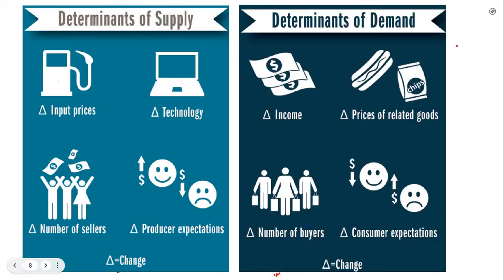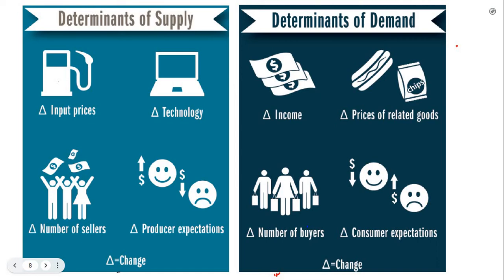These are all the components of supply. Input prices are the prices for the things that go into making a product, so the various components. Technology is the capital used to construct a product. Number of sellers is, of course, the number of people producing the product. And producer expectations are the expectations of future profits for producers making a product.